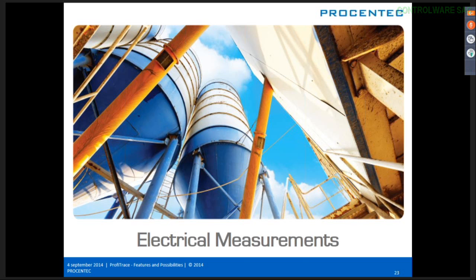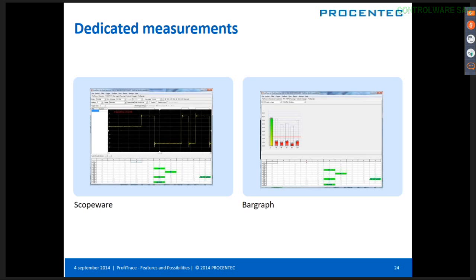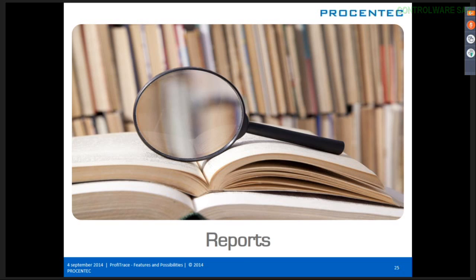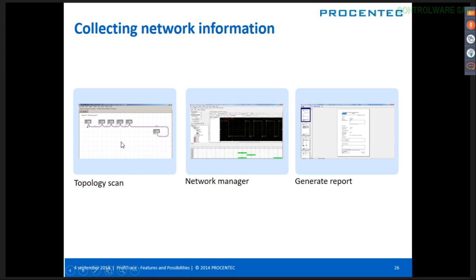Then the electrical measurements. With the scope we can see the real RS485 signals of our devices. And with the bar graph, we can see the amplitudes of these devices. With the scope we can find out, do we have good square block pulses on our Profibus, or do we have reflections or problems? And at the end of our measurements, we can create a report with an overview of our network, the topology, our electrical signals, our measurements, our live list. Everything will be in our report.